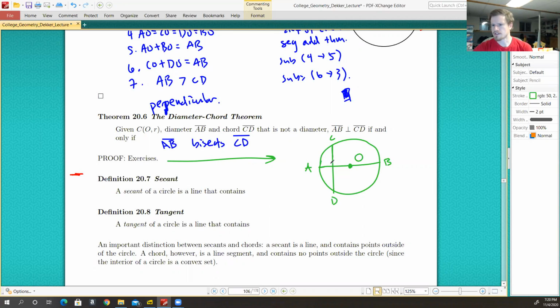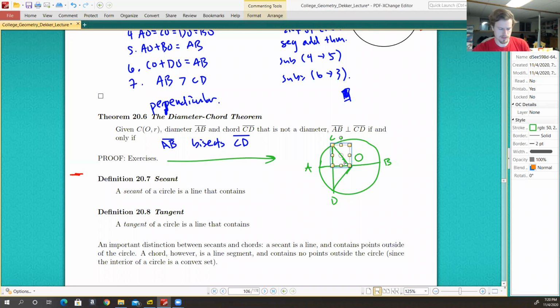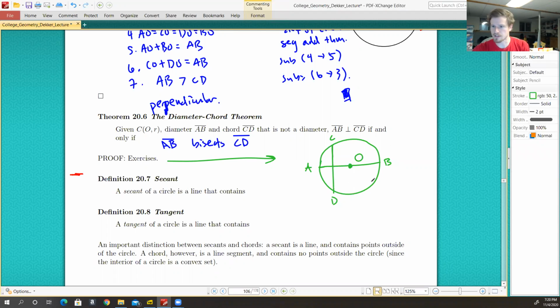So what the theorem says is that if we have a diameter and we have a chord that is not a diameter, then these are perpendicular if and only if AB bisects CD. And essentially what this amounts to is recognizing the distance from O to C and from O to D. That's what the proof relies on. This is an image of what the theorem is stating.